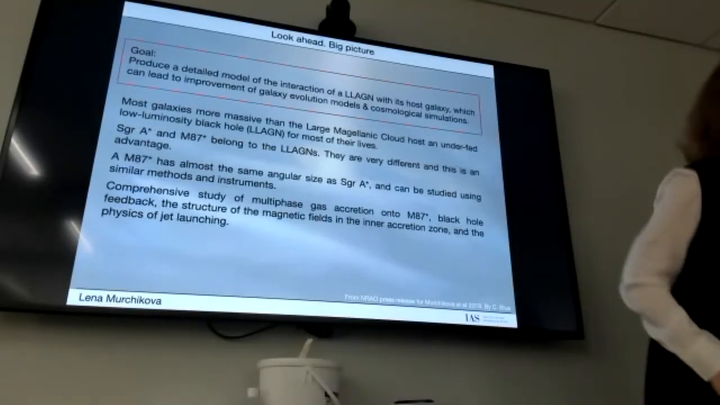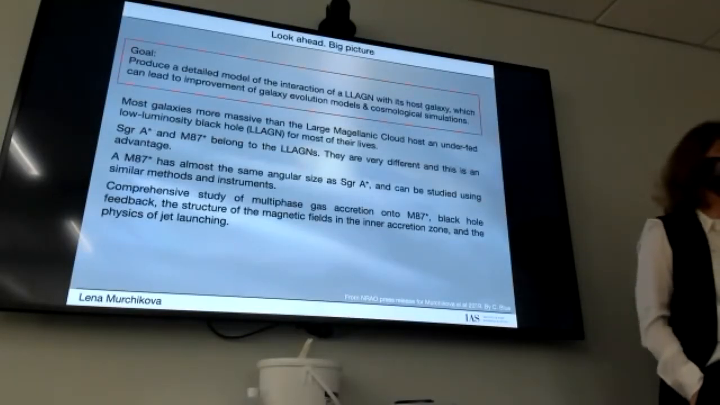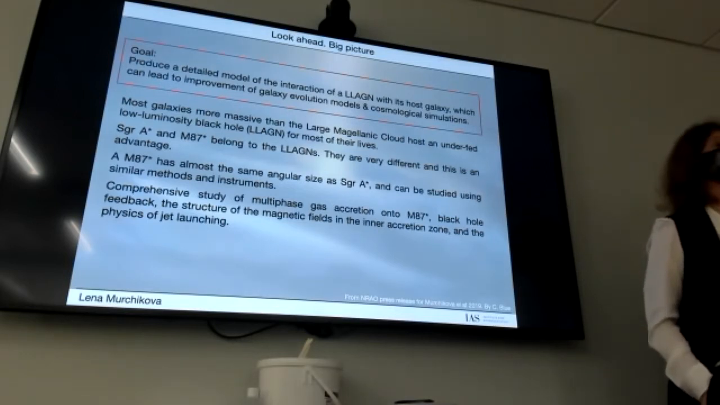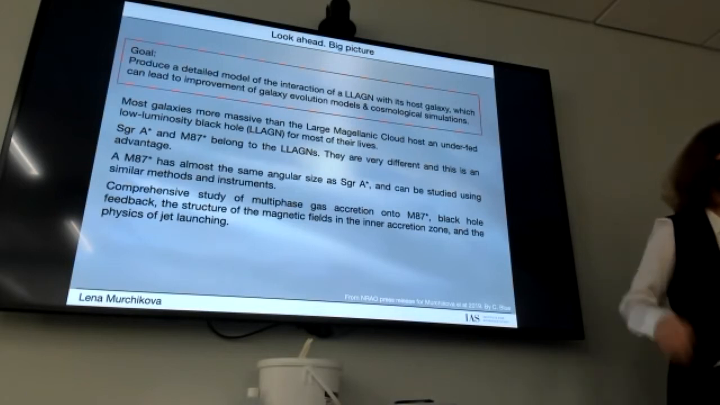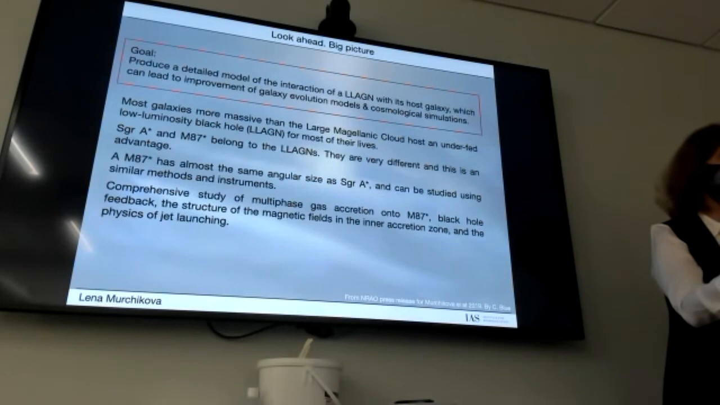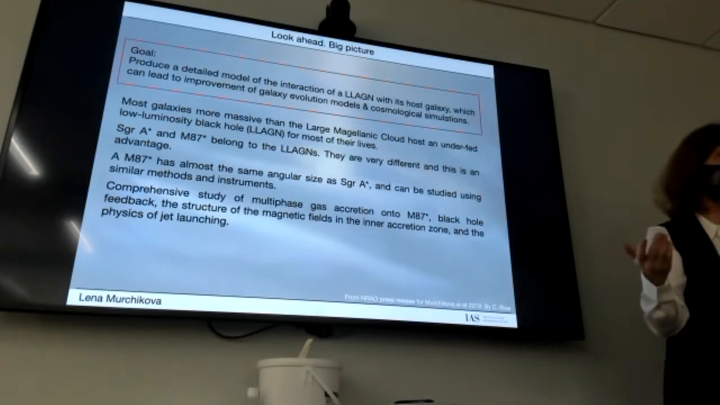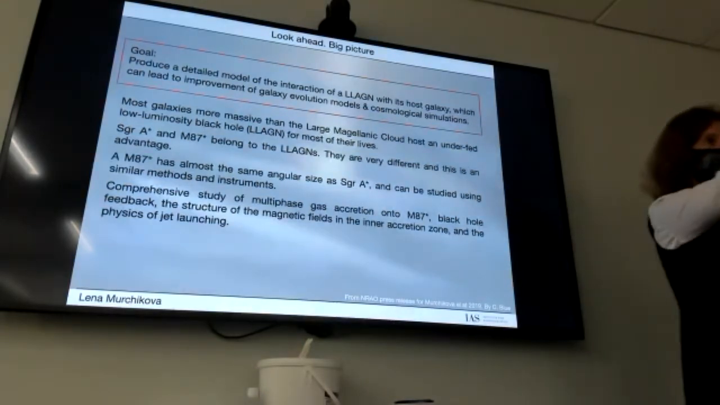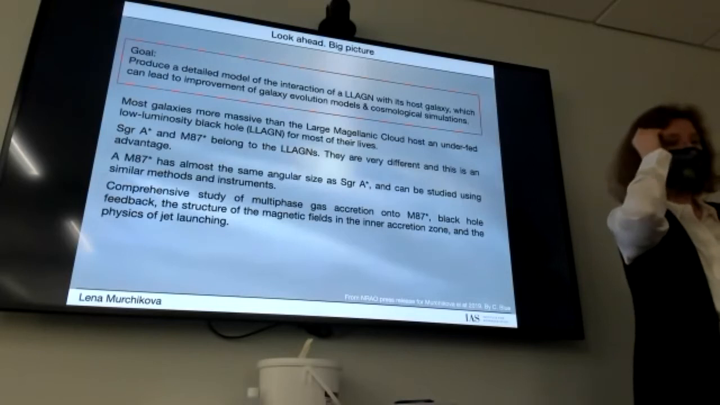And the biggest picture we have is that apart from Sagittarius A star nearby, we also have M87, as everybody knows. And M87 is very similar in size, but very different in the rest of the properties. So all of the methods which we apply to study Sagittarius A star can also be used to study M87, apart from the fact that you can see Sagittarius at various points and see things moving there.